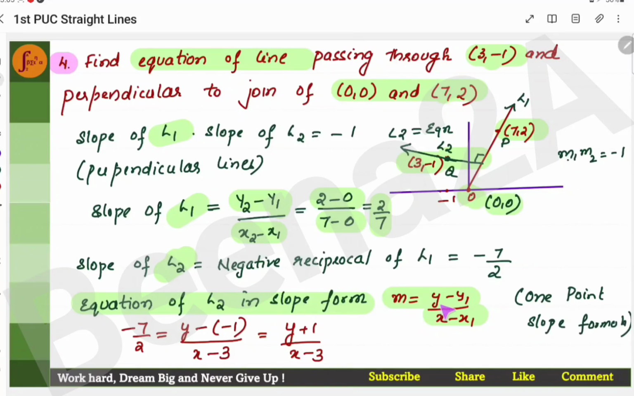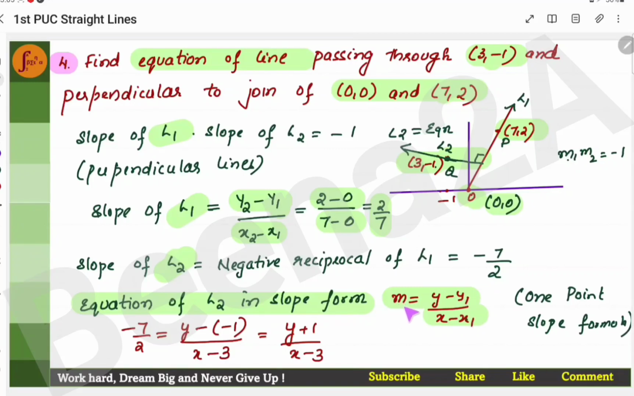Now here slope is equal to y minus y1 by x minus x1. You have the coordinates, right? Which coordinates you're going to use for this? You have to use this 3, minus 1 because you have to use the point which is on the line, right? You have to find the equation of line 2. So you will have to use the point that is on the line, 3, minus 1. This line passes through 3, minus 1. So you'll have to use this point. So substitute 3 and minus 1 here.